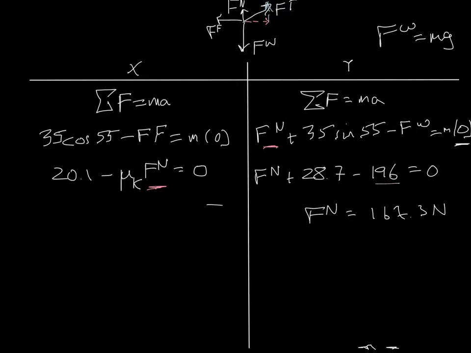Remember we talked about the normal force in this problem being less than the weight. The weight is 196. If the suitcase were just on level ground, then the normal force would support all of the weight and be 196 newtons. But in this case, because of the upward pull of the strap, we get a normal force that's a little bit less than the weight.